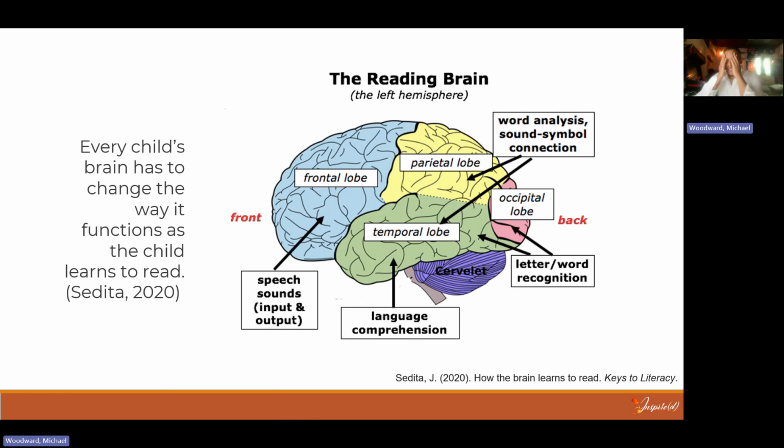All right, cool. So back to the reading brain. Every child's brain has to change the way it functions as the child learns to read. So we think of this multi-pronged approach to the neuroscience and neurology of the brain and the different parts of the brain and how they control different functions that we are consciously and unconsciously aware of.